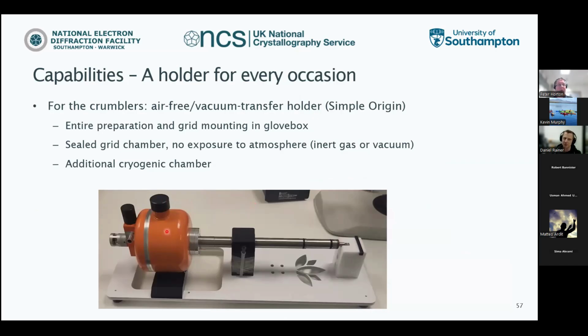Very similarly, this is not the same picture as before, but it's also a cryogenic holder. This is an air-free or vacuum transfer holder. This entire holder can be put into a glove box. This is for if the sample is moisture or oxygen sensitive, where one cannot do the sample preparation on a bench as I would typically do. So we need to do this in a glove box that has an inert atmosphere.